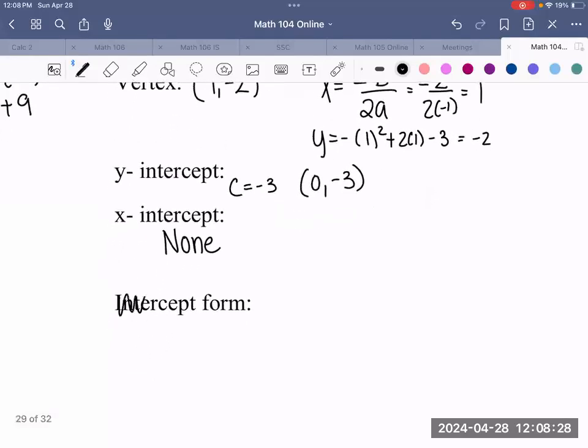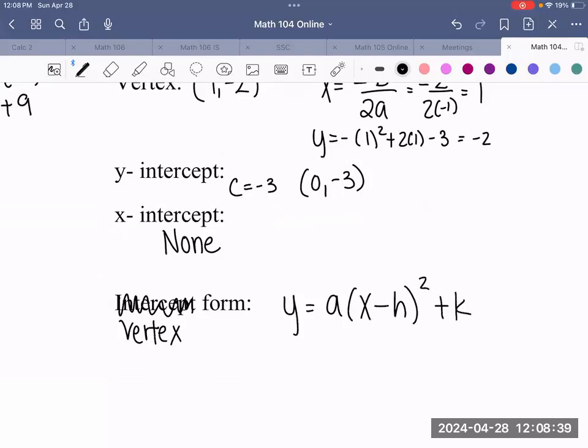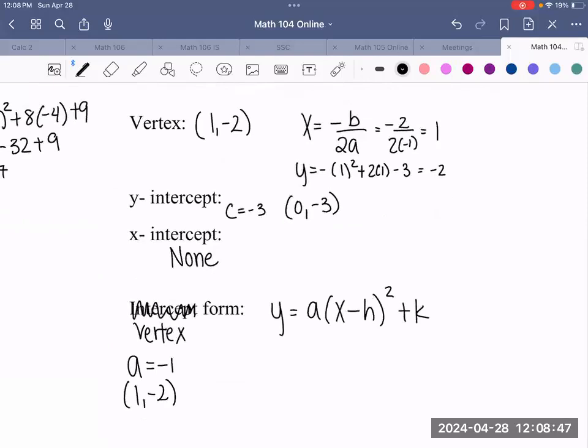Now, when it says intercept form, we really want vertex form. So y equals a times (x minus h) squared plus k. So the two features we need are a and your vertex, 1, -2. We said your -1 is your a. So let's go ahead and try fitting that in. A is now -1. (x minus your h), keep in mind this is just h, k, squared plus a -2. And there you have your vertex form.